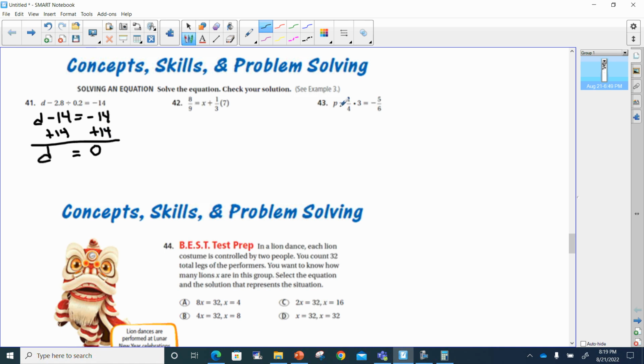All right, number 43, let's work this one. I've got two numbers here that I have to multiply to each other. This will give me P, and this looks like a negative, so this would be negative 1/4 times 3. Remember, this is like 3 over 1, so this would be a negative 3 over 4.